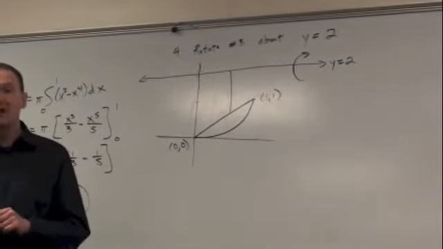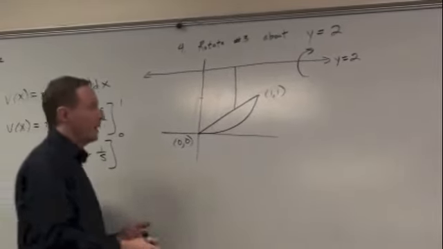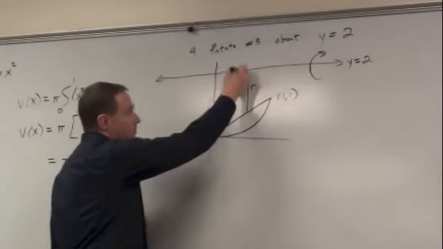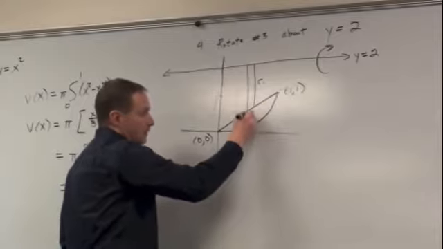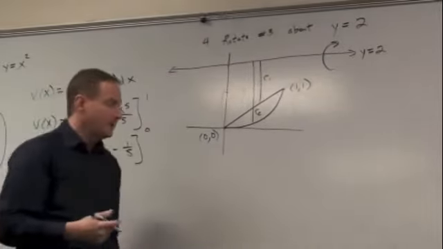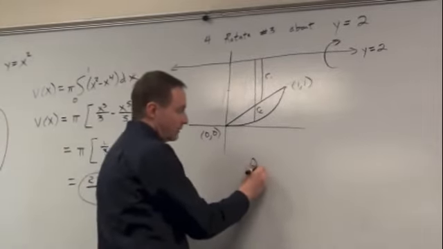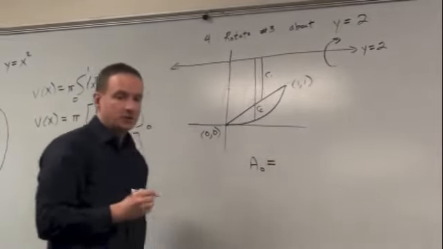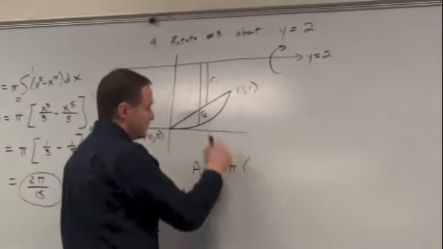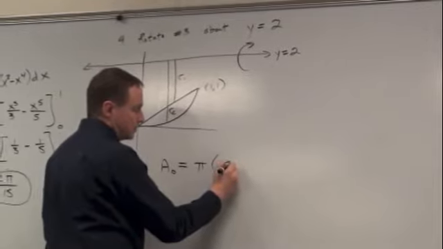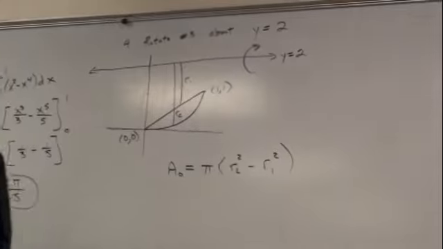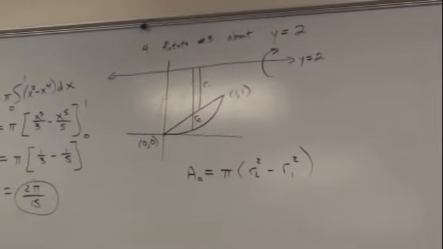That's the radius of the region I do not want. I could call that R1 if I wanted. The radius of the region I do want is down here. I could call that R2. So when I'm thinking about this, I know that the area of a cross-section of this region is going to be pi times R2 squared minus R1 squared. Exterior radius minus the interior radius.